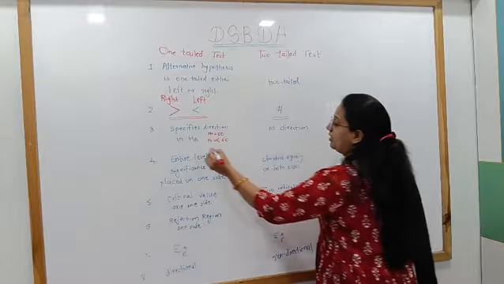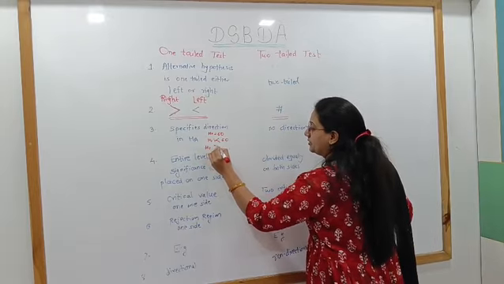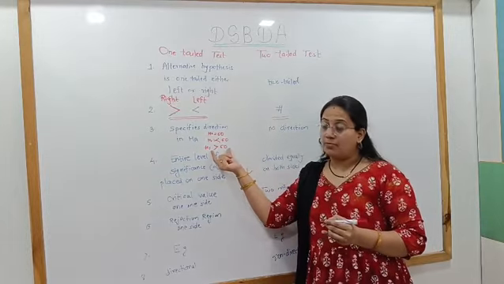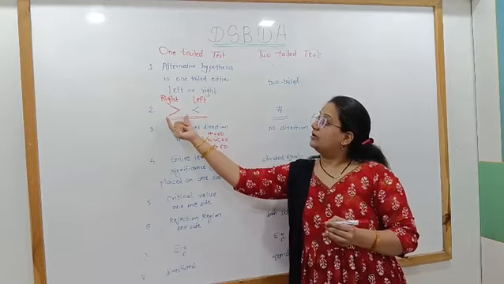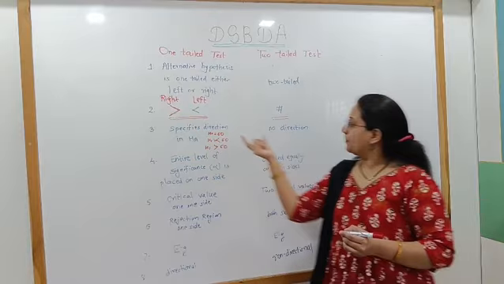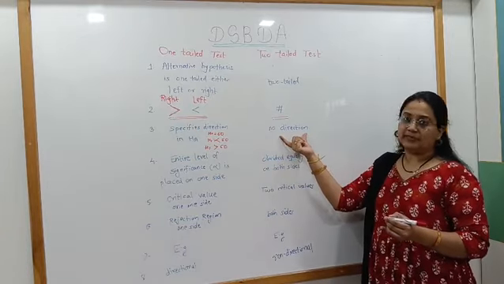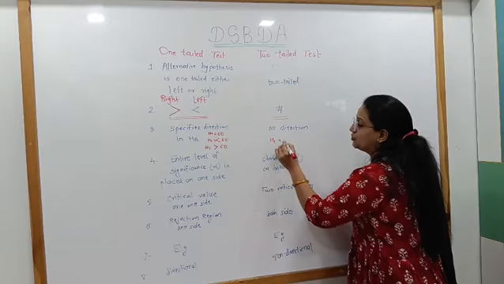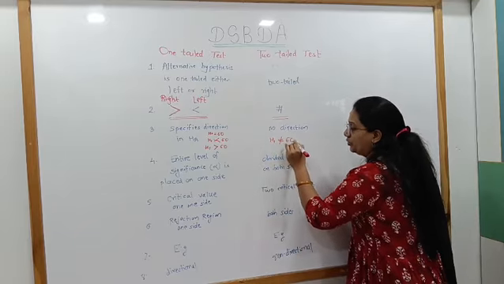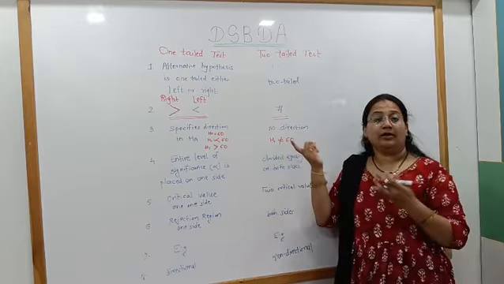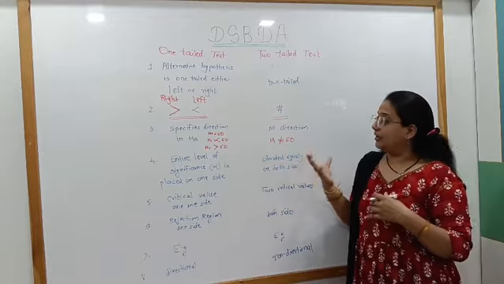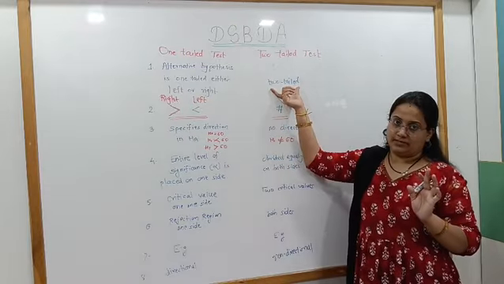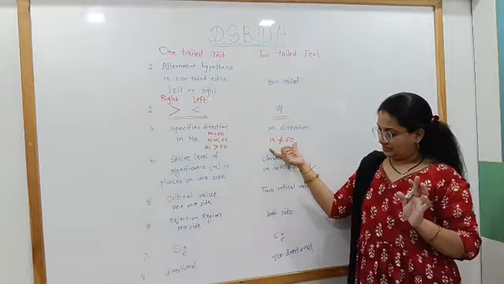Similarly, if in the alternative hypothesis I use the words greater than 60, the average marks of the student are greater than 60, it means I am using the right tailed test. When I do not specify the direction, I am saying in the alternative hypothesis that the marks of the students are not equal to 60. I don't know whether marks are greater than 60 or less than 60, but it is not equal to 60. So it is a two-tailed test.